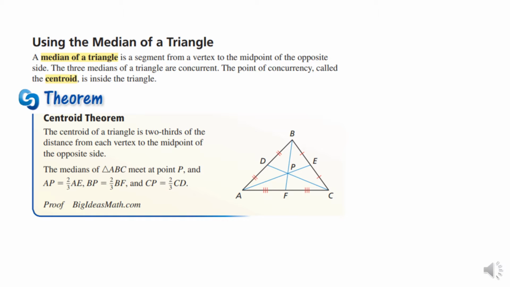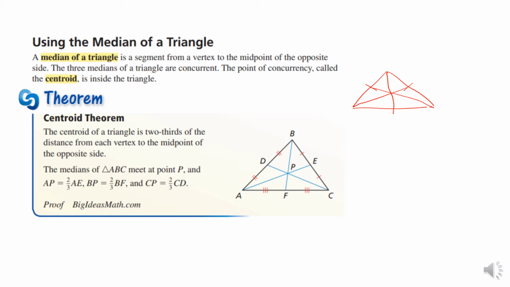Now how you find a centroid is you find the median of the triangle. So you take a segment from the vertex to the midpoint of the opposite side. So the first thing you're going to do is find each of your midpoints, like I taught you in the last unit. Then you connect the midpoint to the opposite vertex.